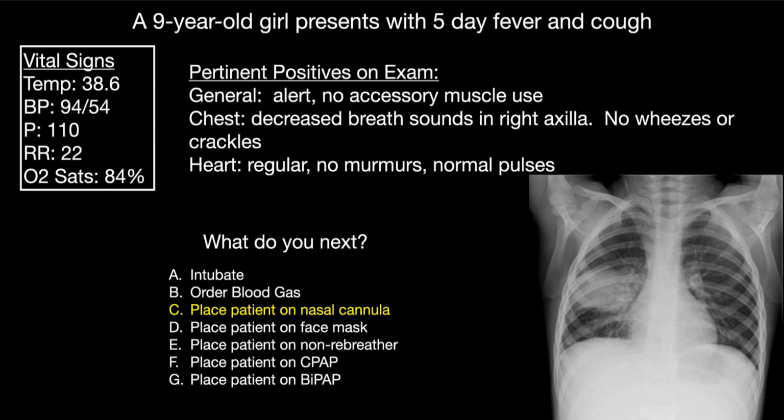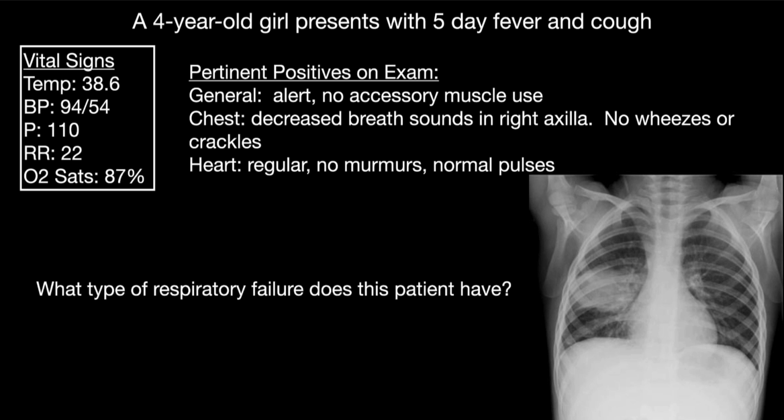Well, I look at her vital signs, and like I said before, they're not that bad. And I look at her work of breathing, and based on this clinical exam, she has no accessory muscle use. She's breathing comfortably. So I think that I should try a nasal cannula. I should do the lightest touch first, and all of these other ones are a pretty big deal. Intubation, sticking a tube in someone's throat, that's a pretty big deal. Blood gas, I don't know if you know this, but that hurts. So you shouldn't do that unless you really have to. A face mask is more oxygen than a nasal cannula, a non-rebreather even more, and then CPAP and BIPAP are mechanical ventilation.